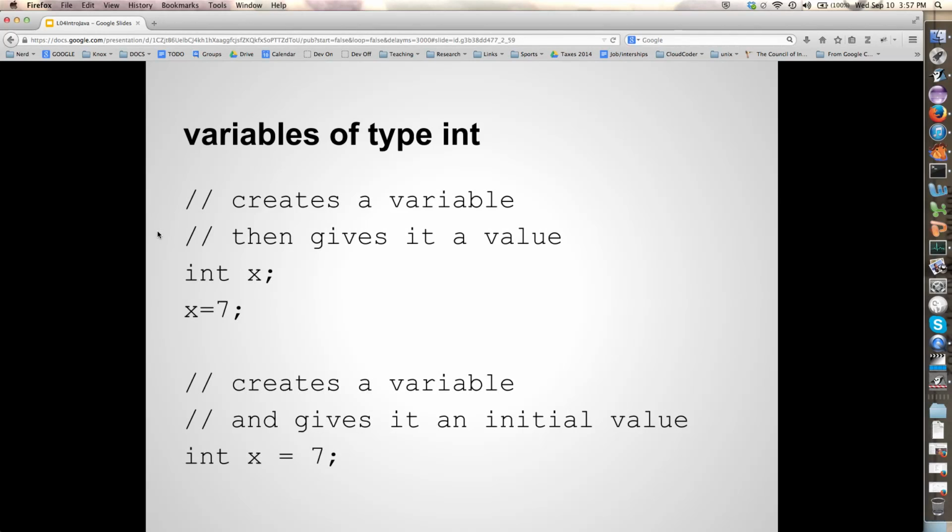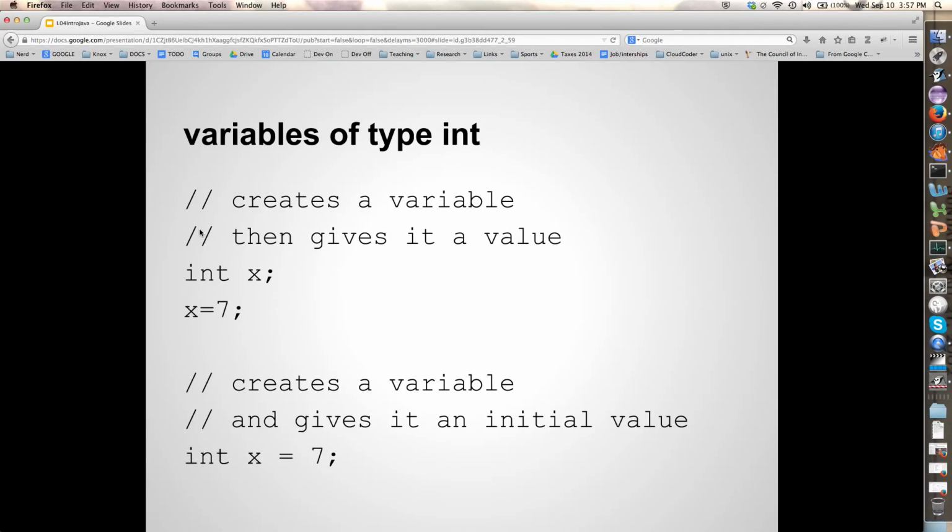Variables of type int. So here we've got a couple of examples. We're declaring an integer variable x, and then we're assigning it the value 7. This stuff up here with the // in front of it, these are what are called comments. I'll talk about that a little bit more when I talk about BlueJ. But these are basically notes that programmers leave for each other. They're not things that the Java language actually cares about. In fact, it just totally ignores them.